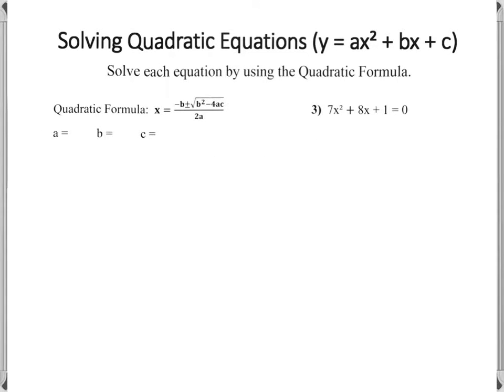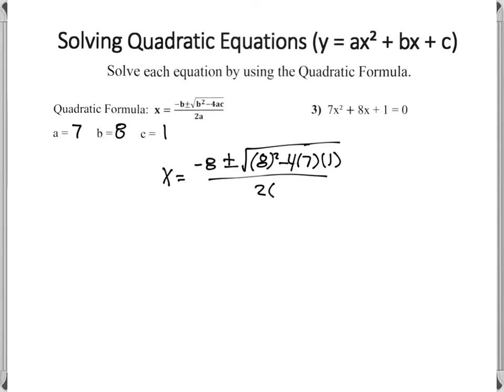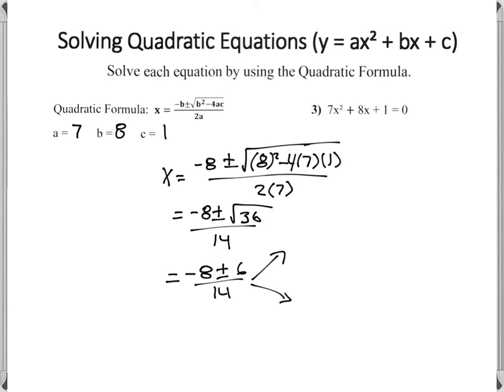So question 3, 7x squared plus 8x plus 1 equals 0. Well, our a value would be 7, our b is 8, and c is 1. Plugging this in the quadratic formula, you get negative 8 plus or minus the square root of 8 squared minus 4 times 7 times 1, all over 2 times 7. So as we simplify what's under the radical, we get negative 8 plus or minus the square root of 36 over 14. Well, once again, the square root of 36 is just 6, so I've got negative 8 plus or minus 6 over 14, and I break this apart into my two equations.